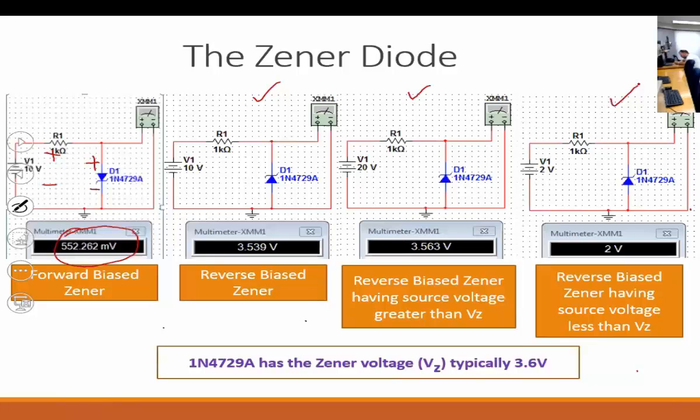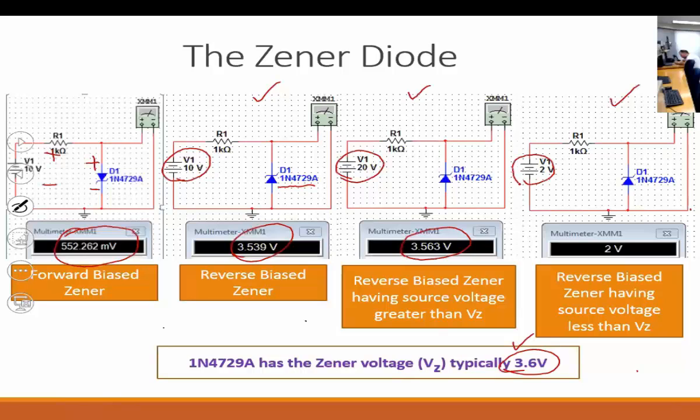I'm still using the same diode model, 1N4729. We know that the typical value is around 3.6. The input voltage is now 10 volts, which is higher than the VZ, correct? So you see that the voltage on the Zener is still 3.53, which is close enough to the typical value. I raise the input to 20, still reverse bias. The voltage on the Zener is still 3.56, which is close to the typical expected voltage.